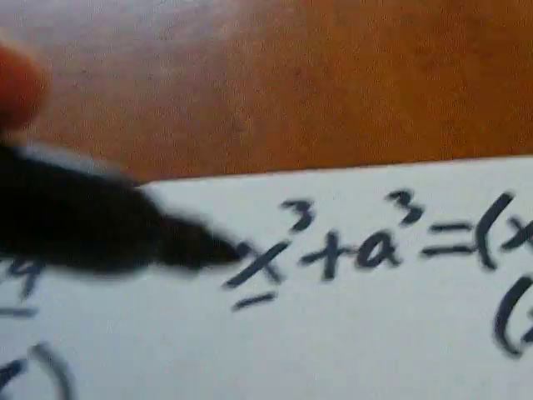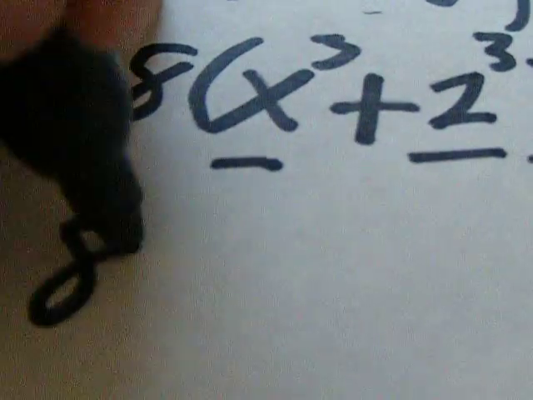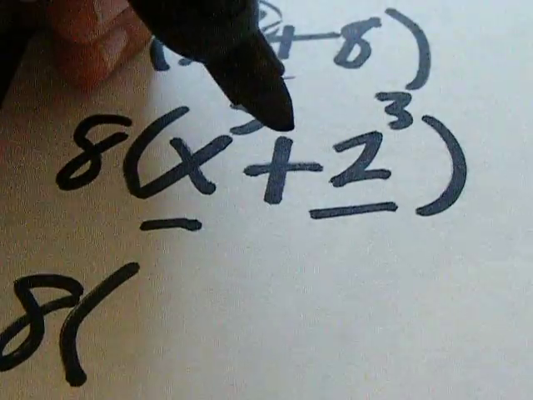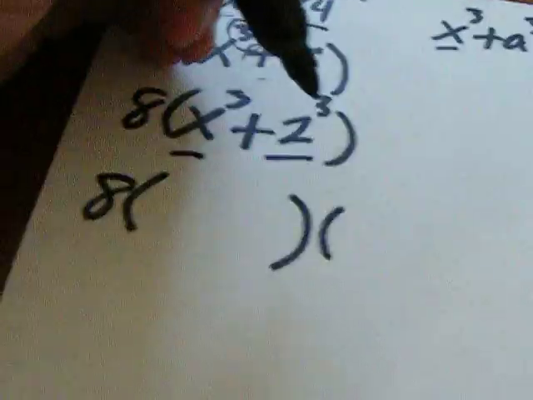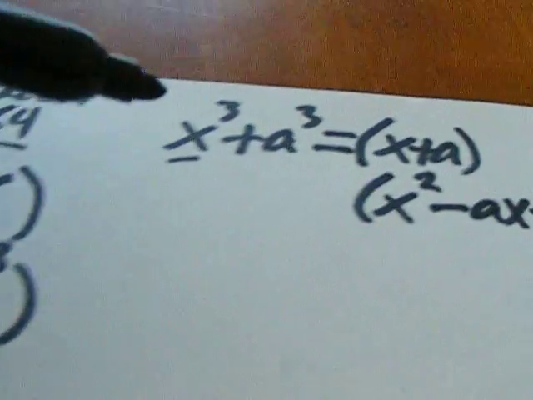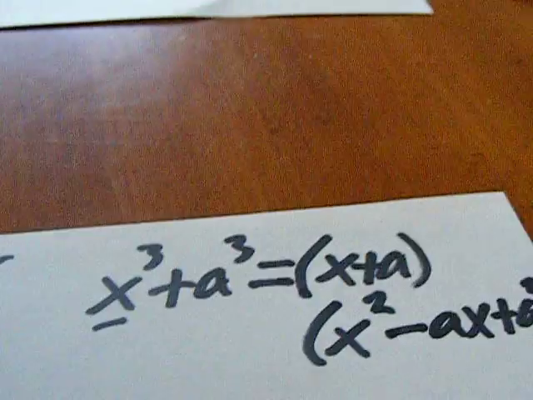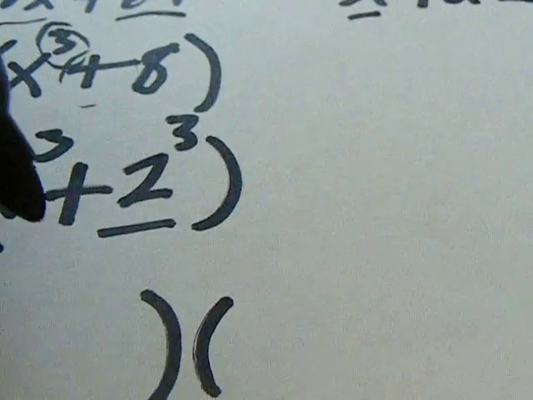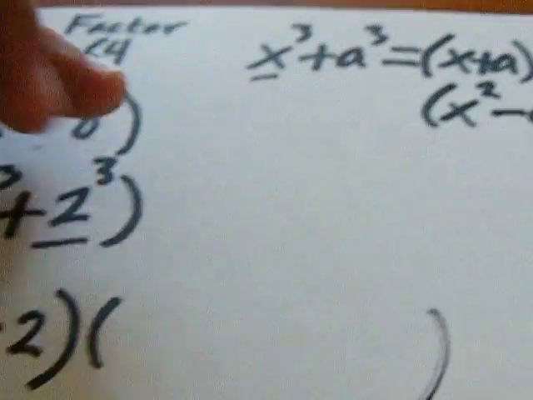It fits the formula now. So I'll apply the formula. I've got an 8 outside, and I'm going to have a binomial times a big old trinomial. Great. So I'll have first x plus a, right? Here x is x, and instead of a, I have 2. 2 is a, yes? So it's plus 2. And now the trinomial.